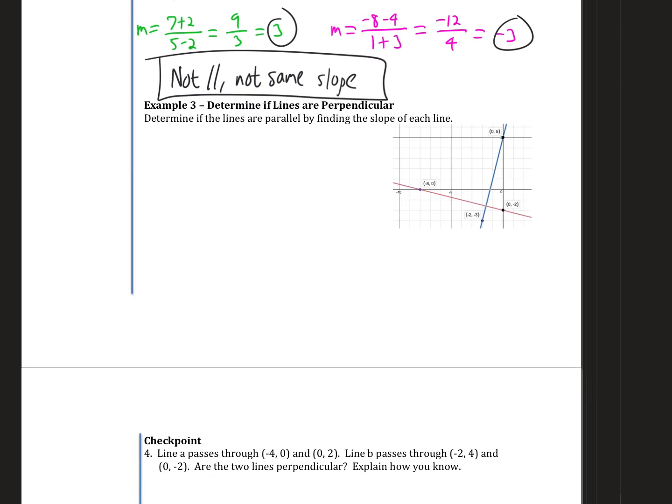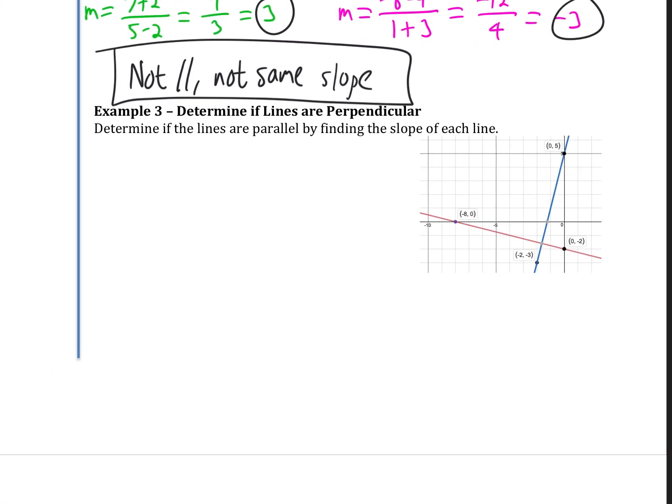Okay, sounds good. Now we're doing the same kind of thing, but we're checking whether these lines are perpendicular. And if you recall, the slopes should be opposite reciprocals if that's the case. Why don't you guys pause the video and give it a try. All right, let's do it here. Let's do the blue line first. So we have 0, 5, and we have -2, -3. So we got x1, y1, x2, y2.